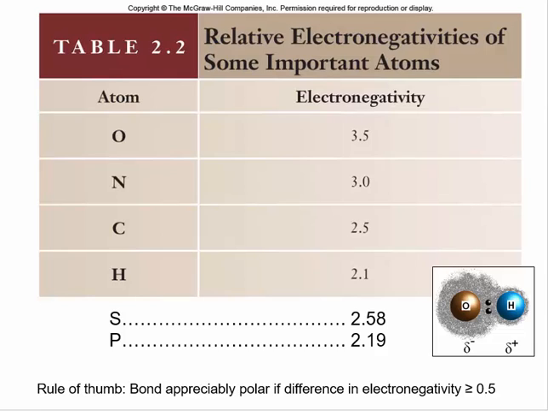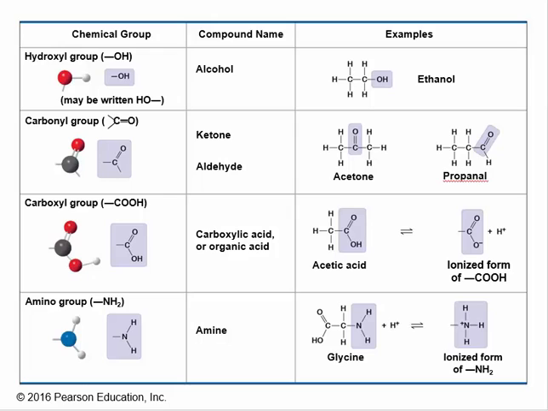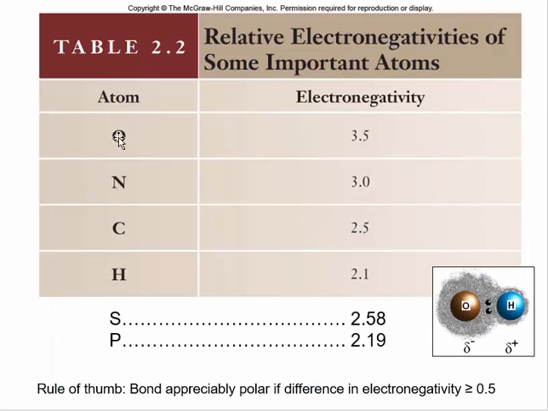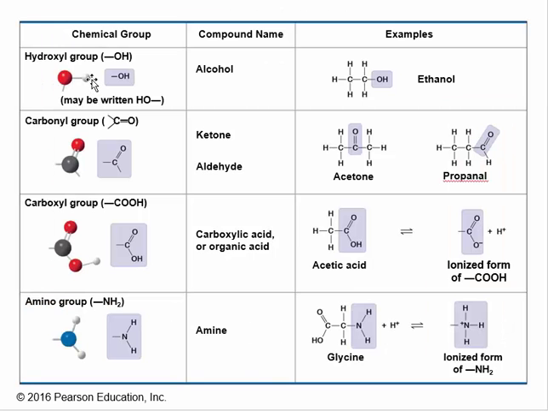How do we know whether a bond is polar or non-polar, and therefore that functional group polar or non-polar? We go back to our relative electronegativities, and we can determine whether that bond is polar and therefore whether that functional group is polar. So let's take the example of alcohol first. Alcohol is a hydroxyl group, just this OH. And if we go back to our table, oxygen and hydrogen, the difference is 1.4 in electronegativity. That is much greater than the 0.5, so this would be a polar bond. So this is a polar functional group.